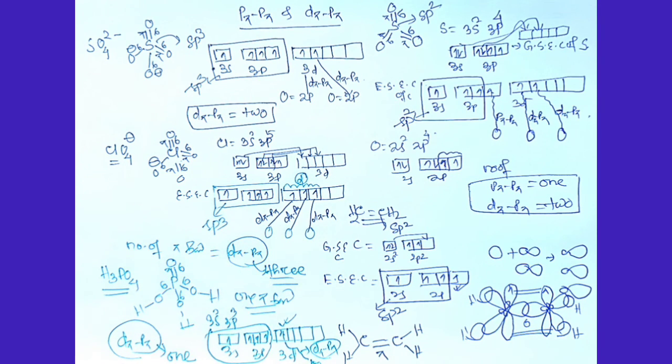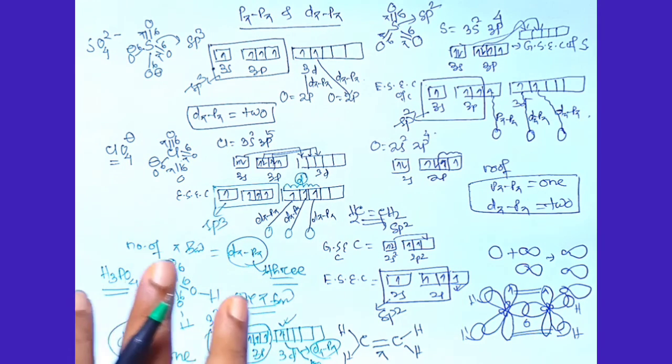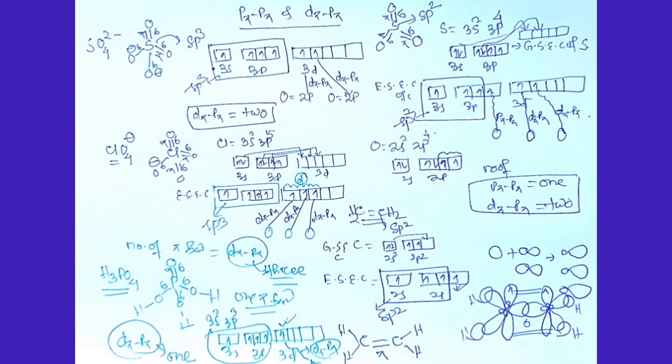Okay, these are a few examples where we have shown the number of p pi p pi or d pi p pi bonds present in a given molecule. So for this lecture, that's all. Goodbye.